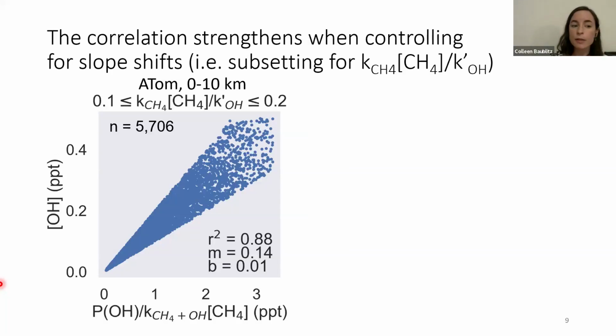And so here I'm subsetting ATOM for between 0 to 10 kilometers, and also for the contribution of methane to its total reactivity. And so I subset it for between 0.1 and 0.2 of a fractional contribution. And so we see that we recover a rather strong relationship between the proxy and OH. In doing that, the R squared now approaches 0.9. And we see we still have a rather large sample size that we can use to try and learn something about how OH is varying. Our sample size is close to 6,000 points.